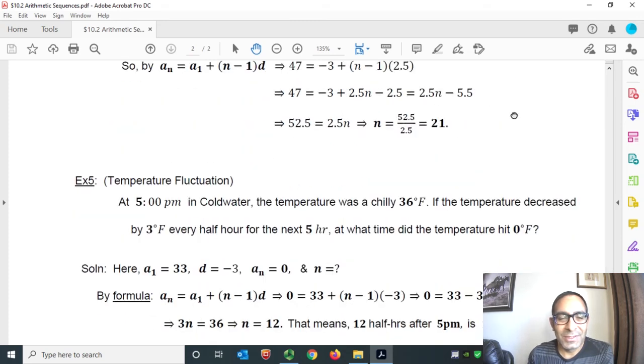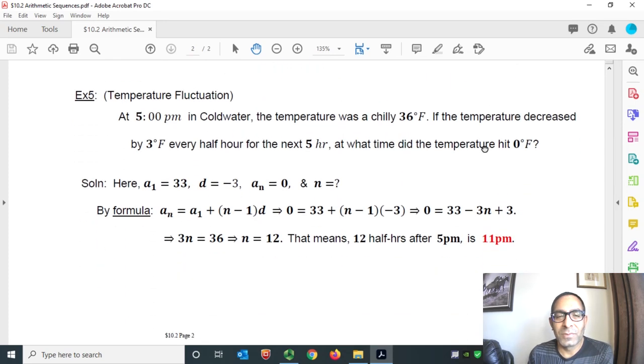Now let's move on. Let's do example 5, temperature fluctuations. So the question here: at 5 p.m. in cold water, the temperature was a chilly 36 degrees Fahrenheit. If the temperature decreased by 3 degrees Fahrenheit every half hour for the next 5 hours, at what time did the temperature hit 0 degrees Fahrenheit? I hope the question makes sense to you all.